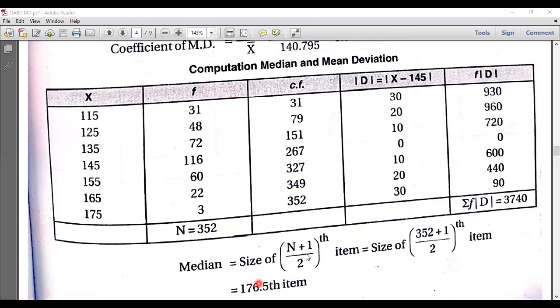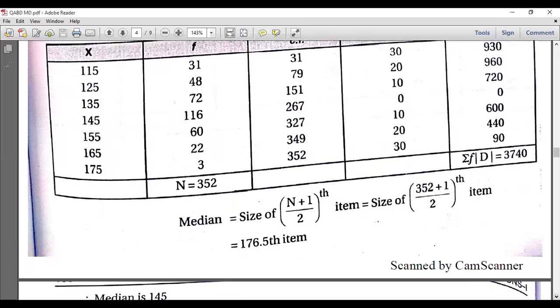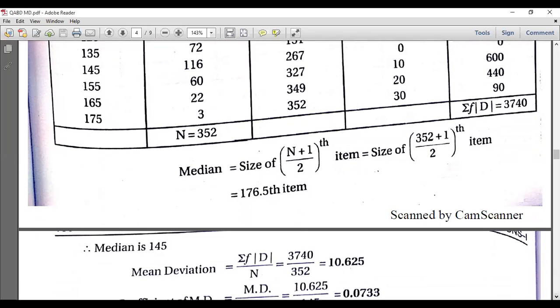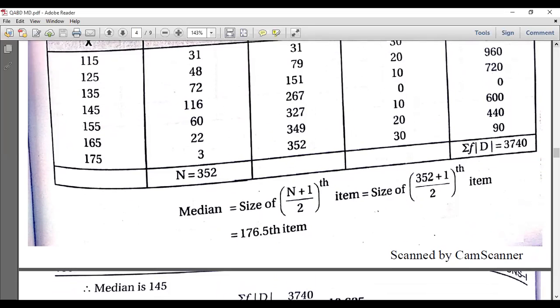So do we have 176th in cumulative frequency? No. The next higher value is 265. That corresponding value will be the median. So here the median is 145. Now calculate mean deviation using the median value. What is median? We got 145.